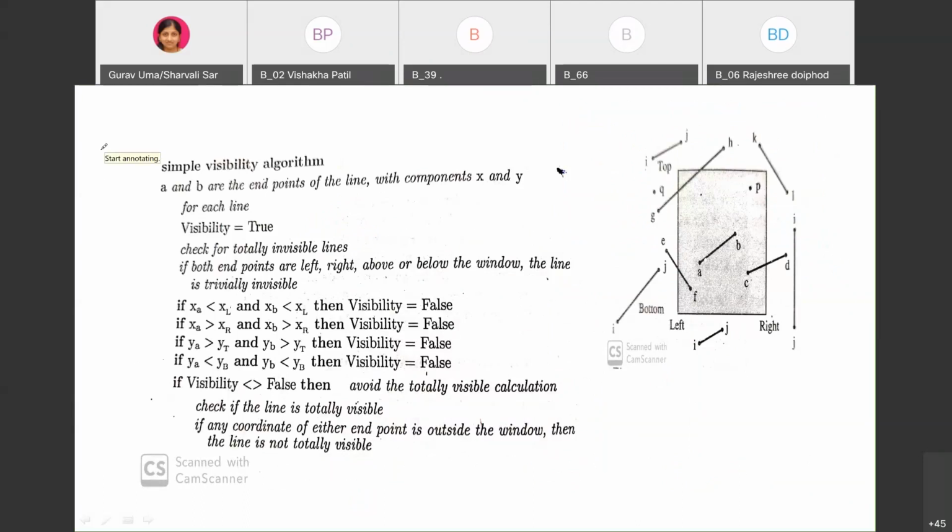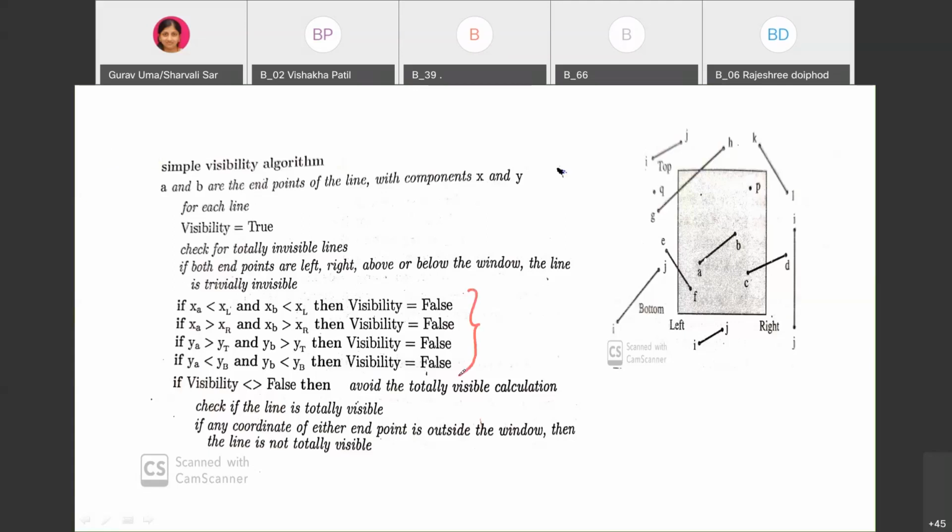Now, check for total invisibility of lines. So, invisible lines we have to check. If both endpoints are left, right, above or below the window, the line is trivially invisible. So, in this case, there are certain conditions given.